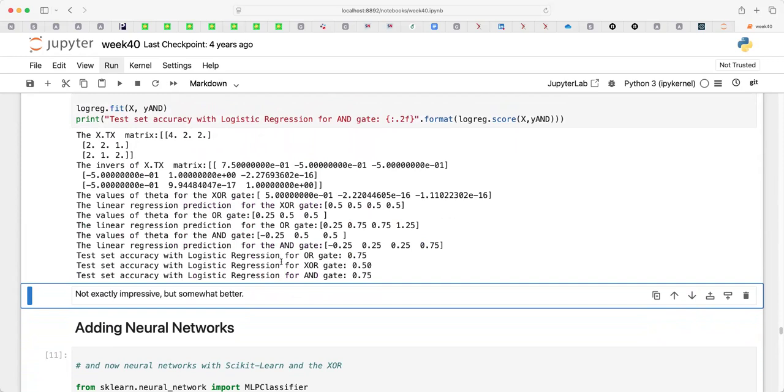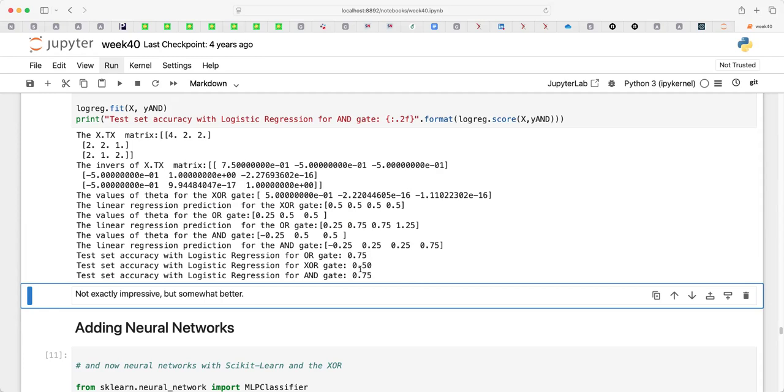The accuracy for the OR gate is 0.75. The accuracy for the XOR gate is 50%. So this is just like tossing a coin. A logistic regression is not able to actually predict the XOR gate in the same way as my linear regression did. Yeah. For the AND gate also, yeah.